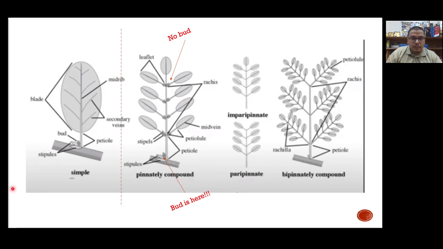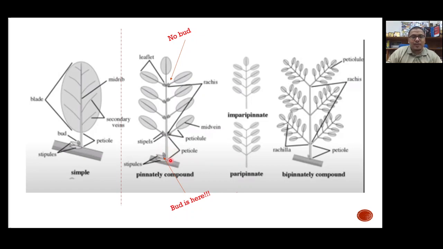In these cases we have a blade, but it's divided up into parts, and those parts are called leaflets. But how do we know that they are leaflets and not full leaves? Well, we look in the axil of those little leaf-like things, and we see that there is no bud. If there is no bud, these are part of the leaf, the leaflets.